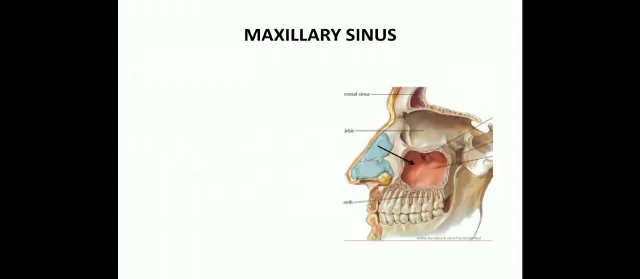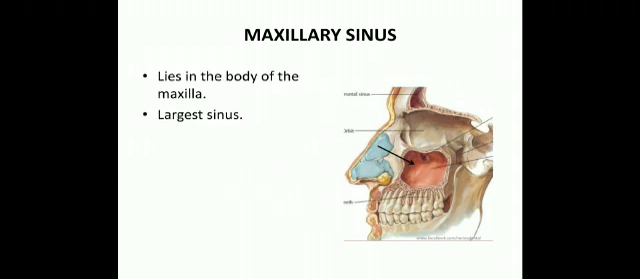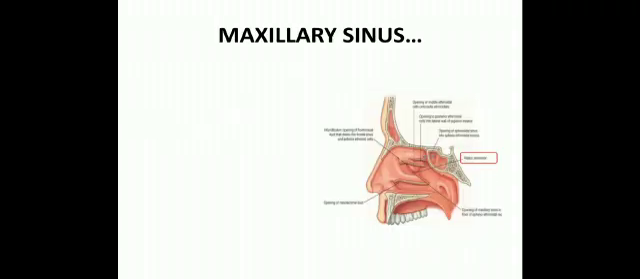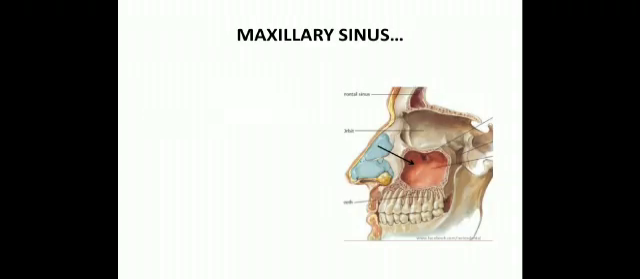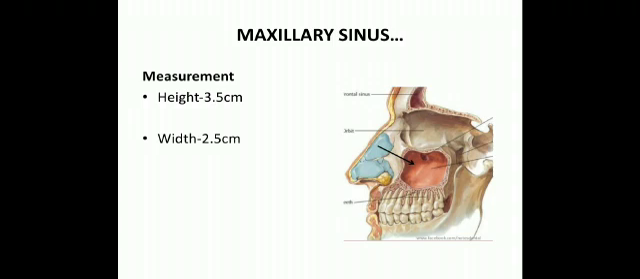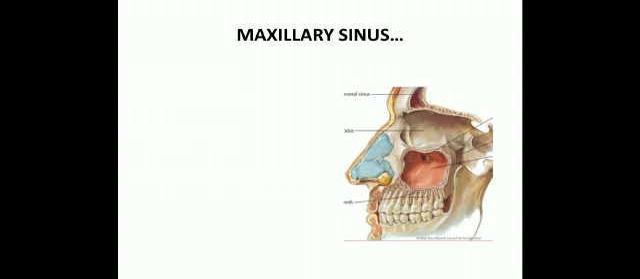Maxillary sinus: it lies in the body of the maxilla and it is the largest sinus. It is pyramidal in shape and opens into the middle meatus of the nose in the lower part of the hiatus semilunaris. The size of the sinus varies. The average height is about 3.5 centimeter. The width is 2.5 centimeter. And anteroposteriorly it measures about 3.5 centimeter.